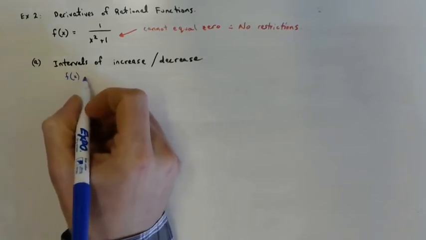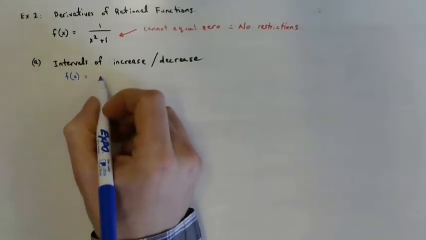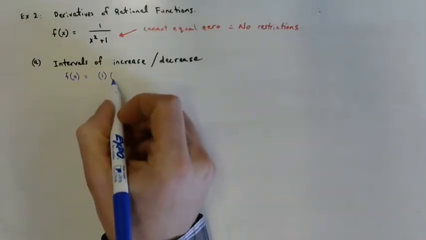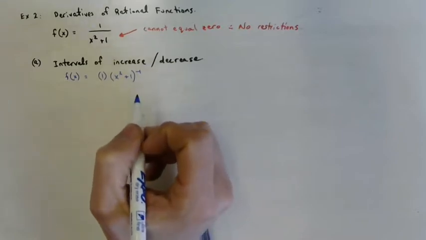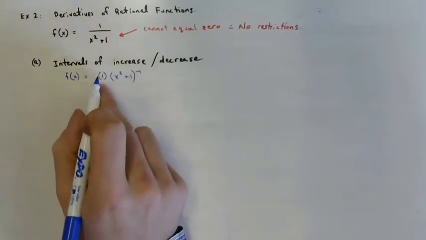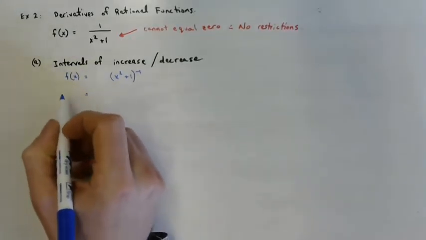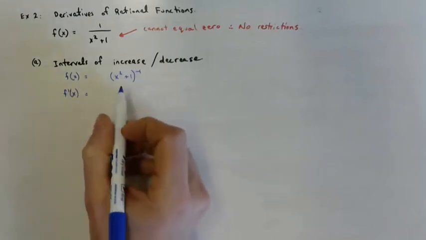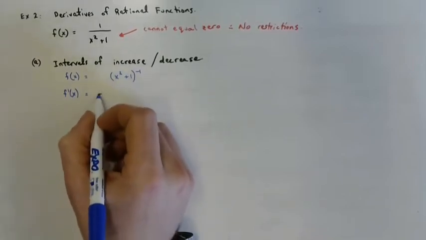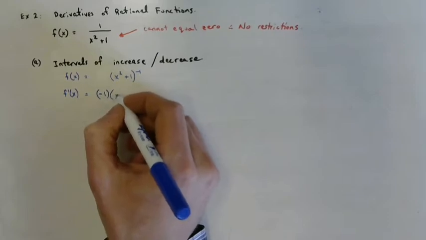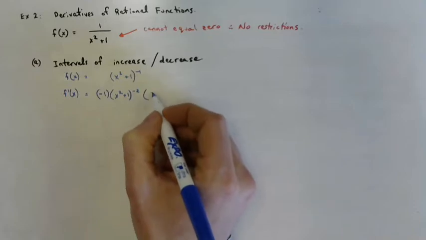First, I'm going to express it with a negative power. So we've got f of x. F of x is going to be 1 times, which I don't really need, x squared plus 1 to the power of negative 1. And so I'm actually going to just erase that 1 out in front, because anything times 1 is just itself. And now we're going to take the derivative of this. The first derivative, we're going to use the chain rule. So we're doing the derivative of the outer with respect to the inner times the derivative of the inner.